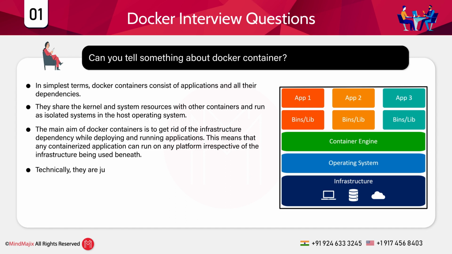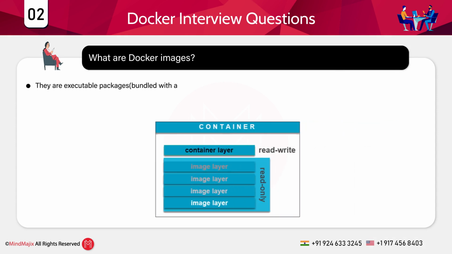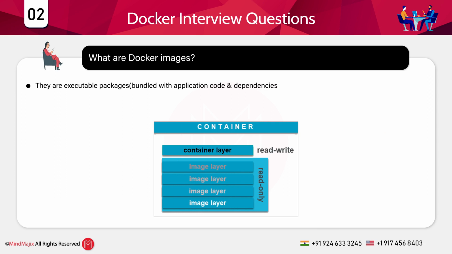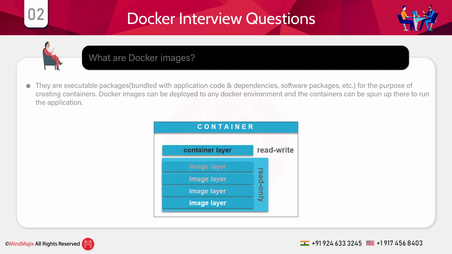Technically, they are just the runtime instance of a Docker image. The second question, what are Docker images? Docker images are executable packages bundled with the application code, dependencies, software packages, etc. for the purpose of creating containers. Docker images can be deployed to any Docker environment and the container can be spun up there to run the application.